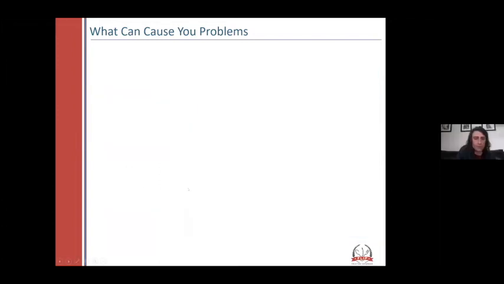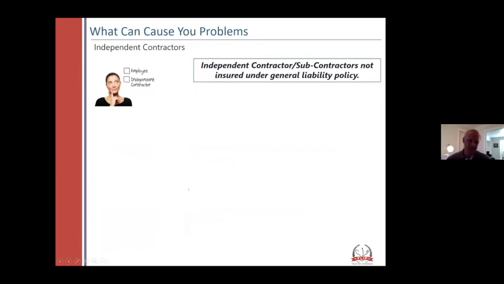Yep. Okay, other things that can cause you problems, independent contractors. And we see this a lot in a lot of different industries, but people don't want to hire employees. And so they say, hey, we're just going to bring in independent contractors and subcontractors, and they're going to work for us. Well, there's a lot of problems that can be caused with that. One is those independent contractors aren't covered under your general liability policy. They're not an insured like your employees are.